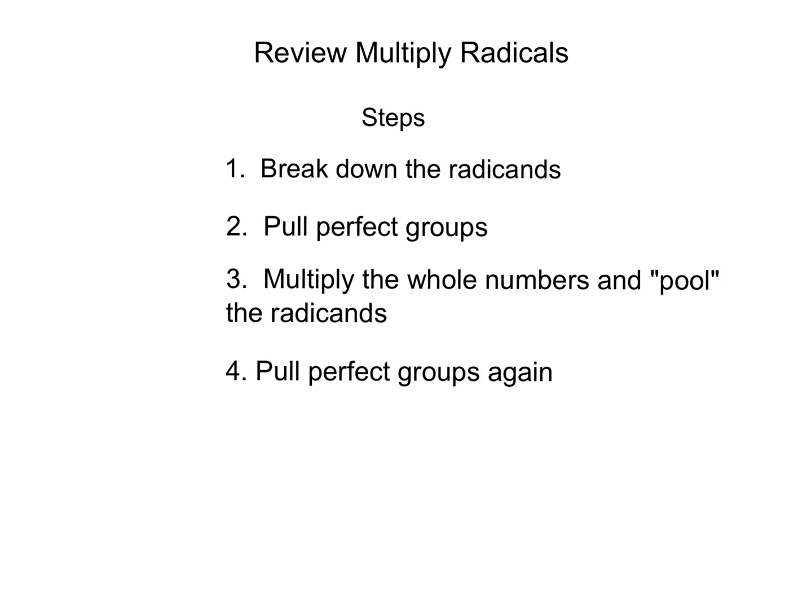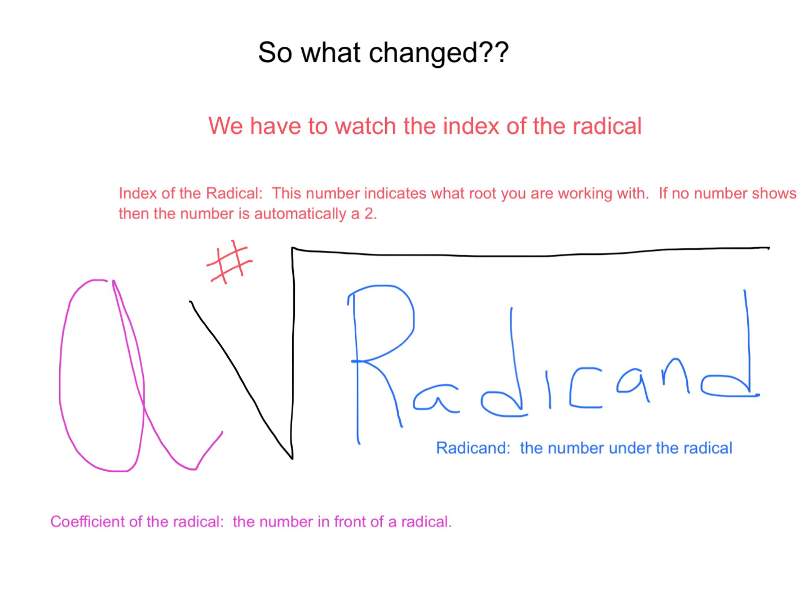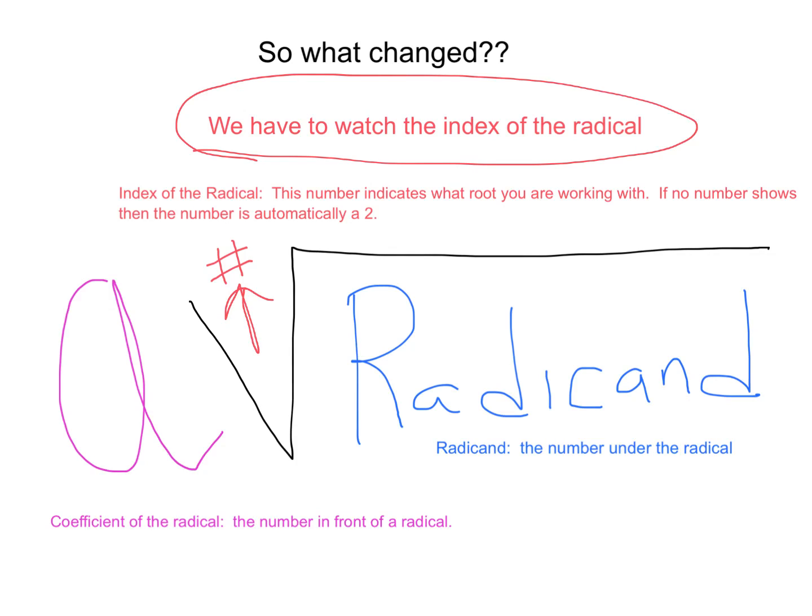Now again, remember, when we multiply radicals, we break down the radicands, we pull the perfect groups, multiply the whole numbers and pool the radicands together, and then pull perfect roots again. So what changed? What really changed for us is right here: the index of the radical we now have to watch out for, because this is no longer going to be assumed to be 2. We're going to see something else there. So we have to be more careful.